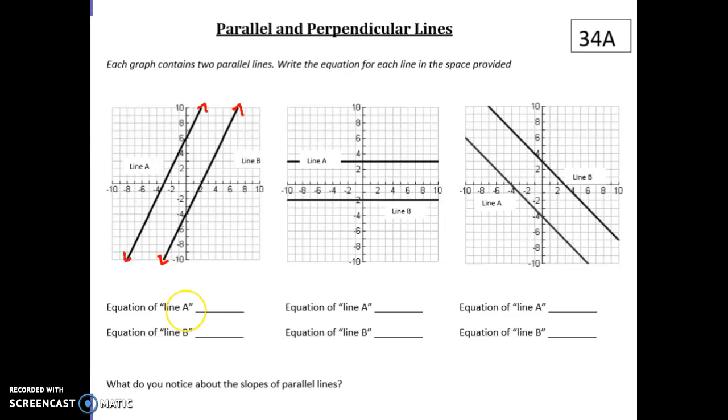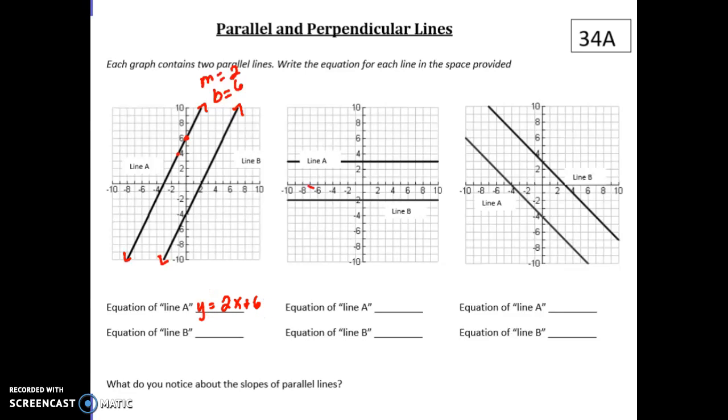So if I wanted to write the equation of line A, I would first look at the y-intercept, and you can see it's crossing here at 6. So my b is going to be 6, and if I calculate my slope, we're going to start maybe from here, rise 2, run 1. So my slope is 2. So my equation for that line would be y equals 2x plus 6.